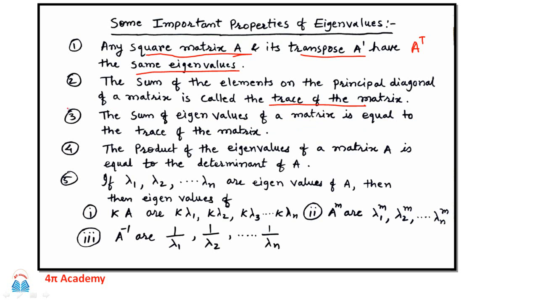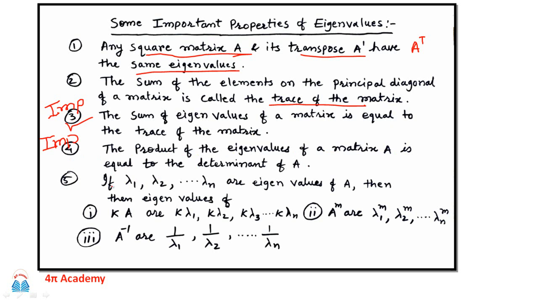So this is a very important property, and objective type problems are asked on this property, from which we can solve many problems on this topic, that is eigenvalues of matrices. So the sum of eigenvalues of a matrix is equal to the trace of the matrix. Then another property which is also important is this, very important, that the product of the eigenvalues of a matrix A is equal to the determinant of A.